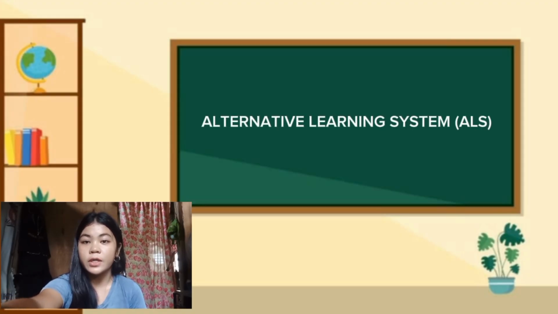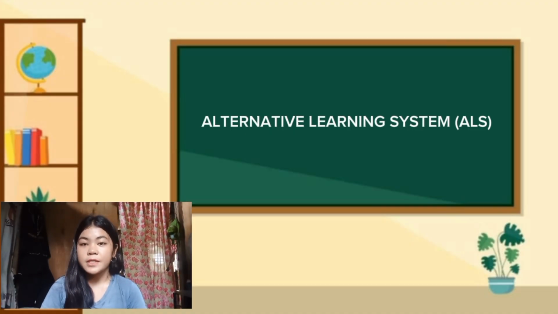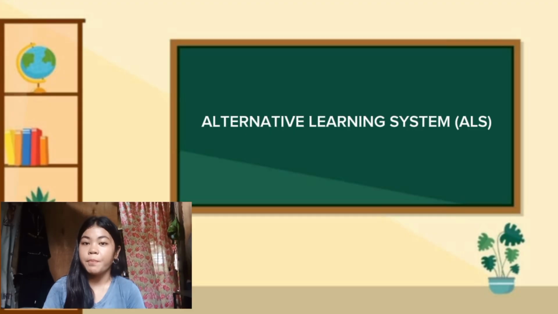Second, the alternative learning system or the ALS. ALS provides a flexible and accessible education pathway for individuals who cannot or choose not to participate in formal schooling. It is a parallel learning system in the Philippines that offers a practical alternative to traditional instruction. ALS is a basic education program implemented by the Department of Education.